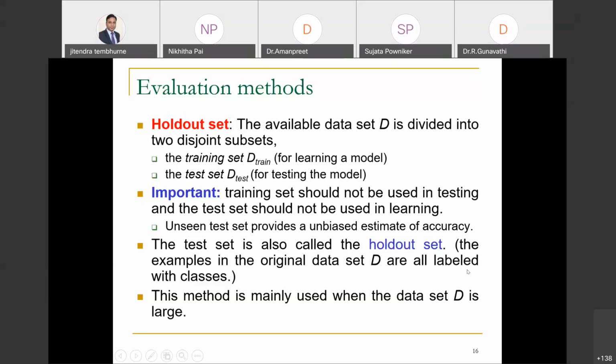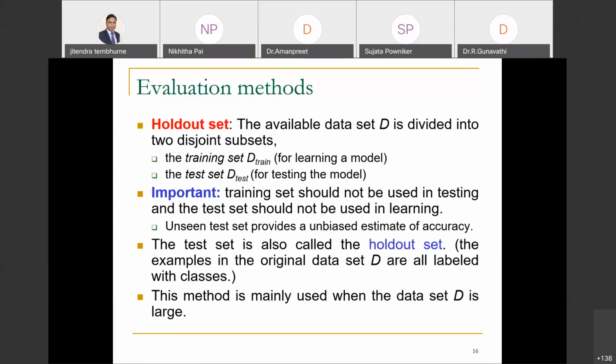In this case, the examples are labeled with classes. So we are talking about supervised learning. Whatever the data set is, it must be labeled and categorized into classes. This method is mainly used when the data set is large. So what we can get out of this slide is that when your data set is very large, you have a training set and a testing set. Only two sets are more than sufficient.